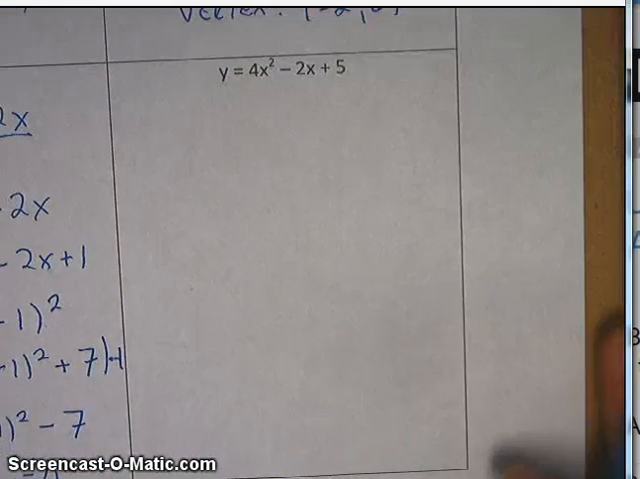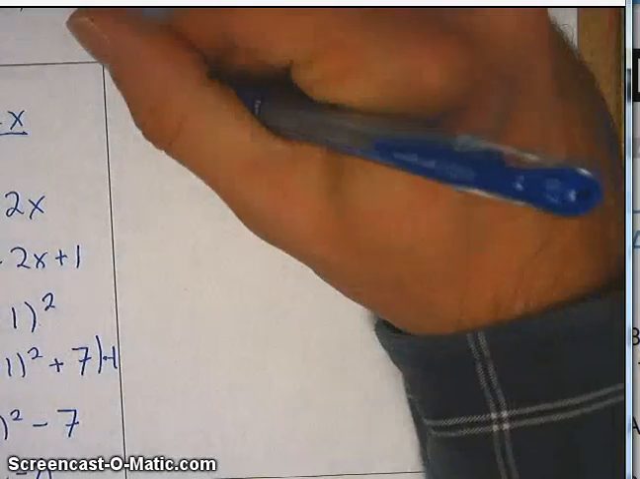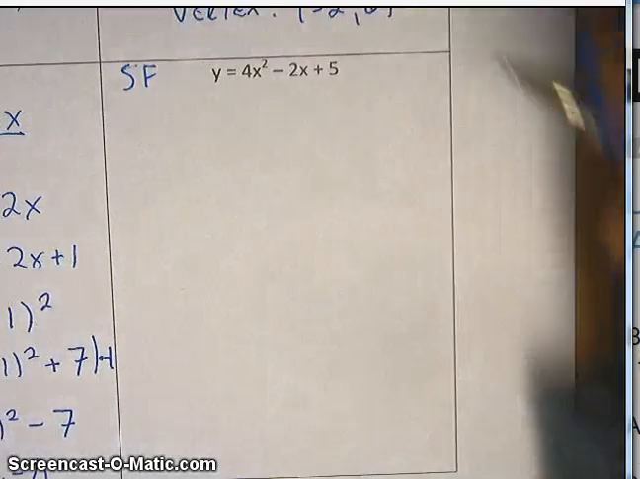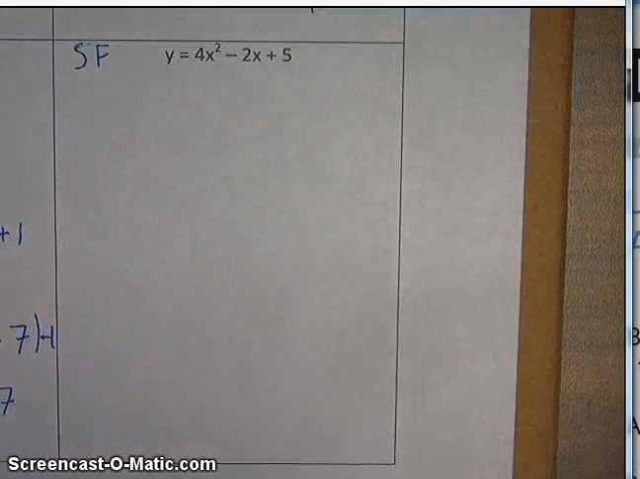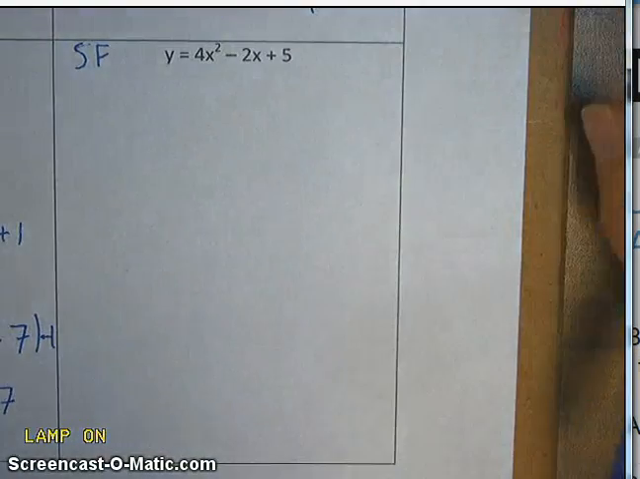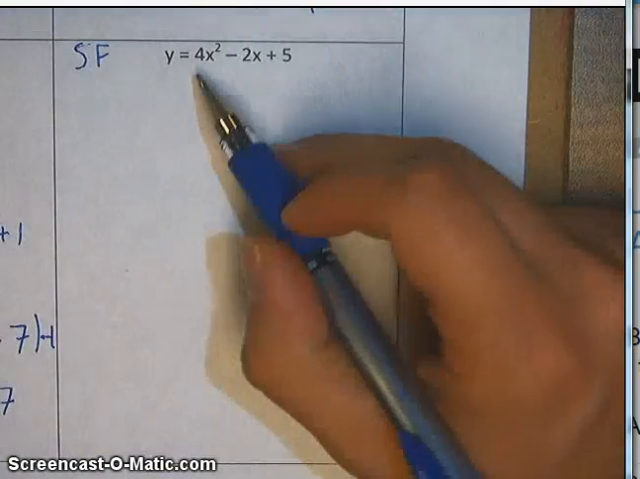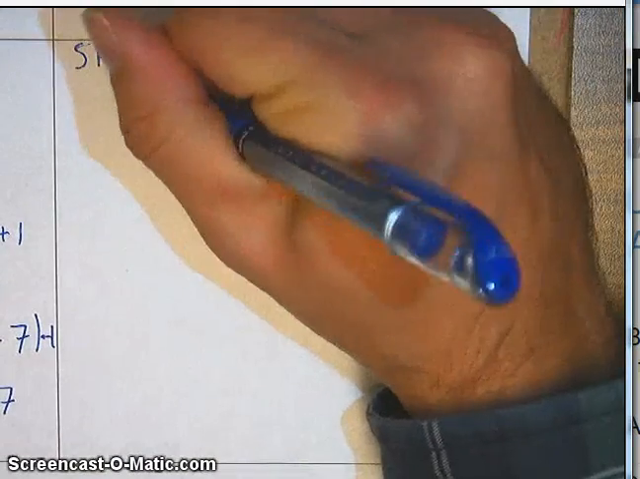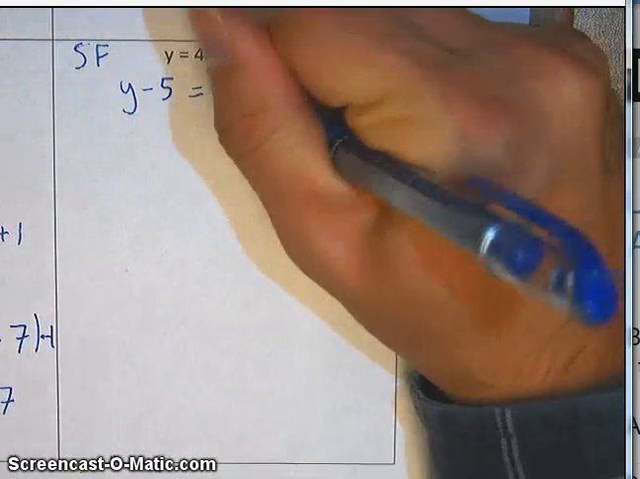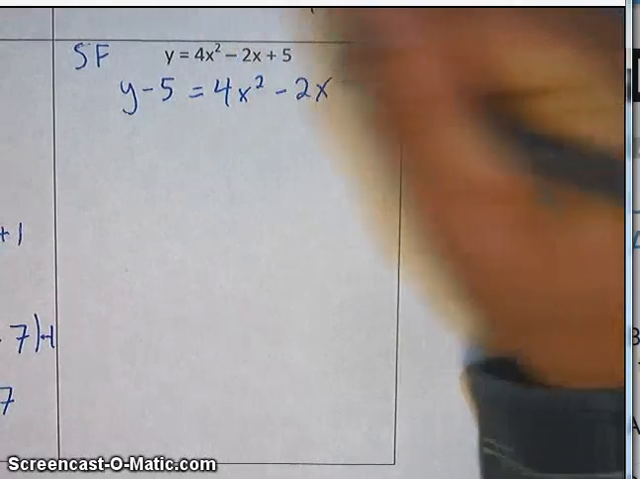Okay, last one here. We've got the standard form of the quadratic equation right here. This is what we were able to write last class from data, and now I'm going to turn it into the vertex form. The first step is to subtract the 5 so that we have the x squared and the x terms by themselves. So I'm going to change this to y minus 5 equals 4x squared minus 2x.